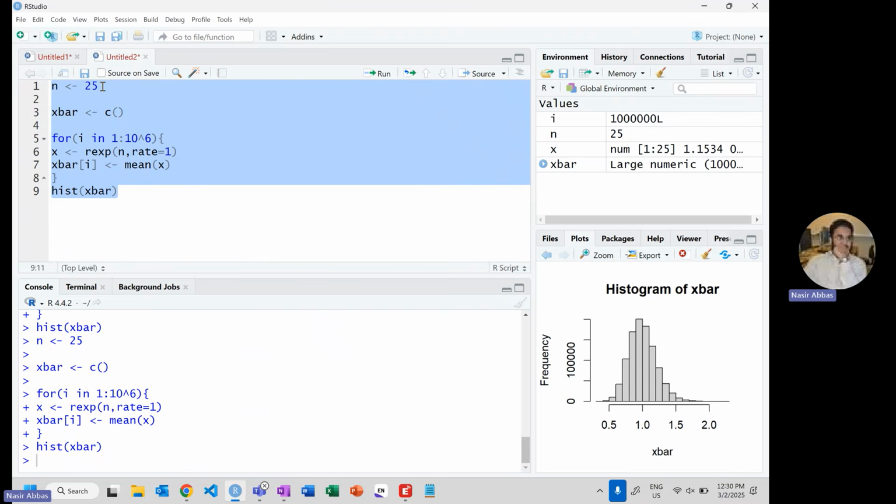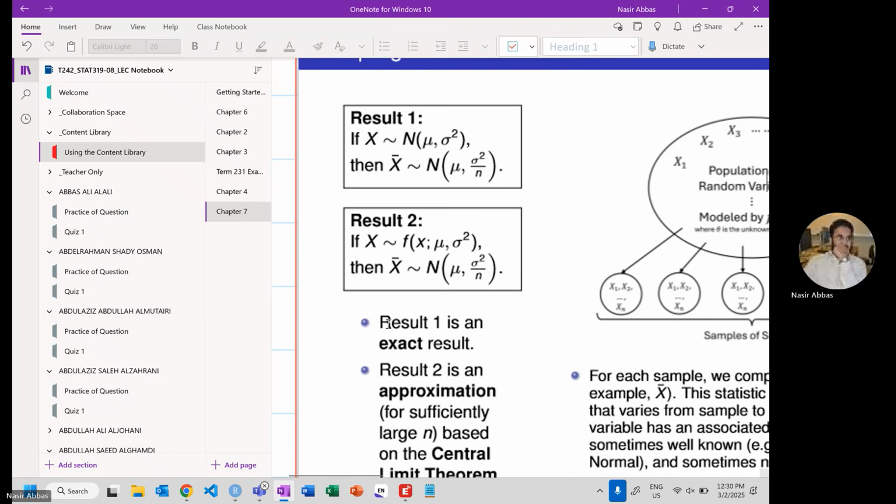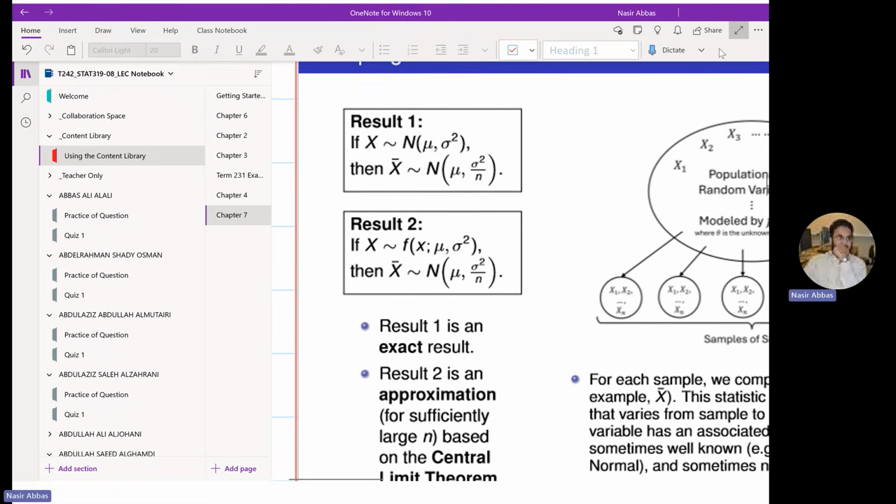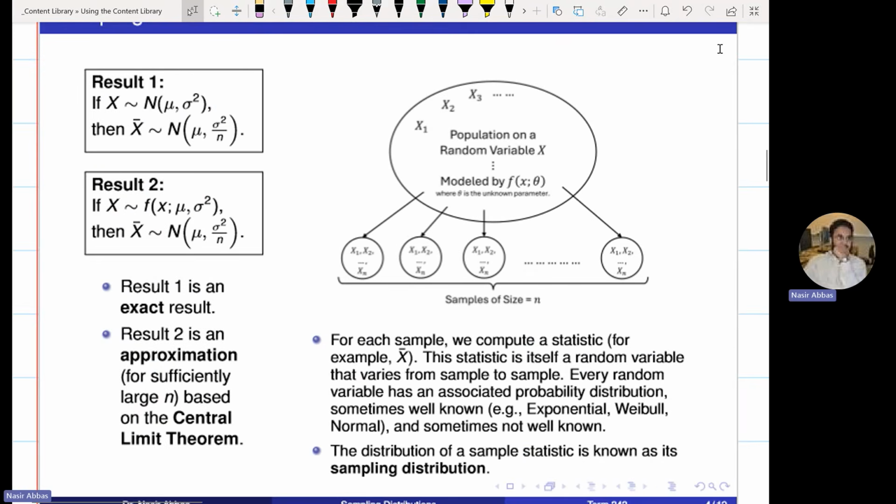And the quantification for a large value is 30. In your book, the quantification is 30. If n is reasonably large, the approximation works reasonably well. Any questions so far? This is all chapter 7. Now we'll dive into the questions. Any questions? By question, I mean examples now.